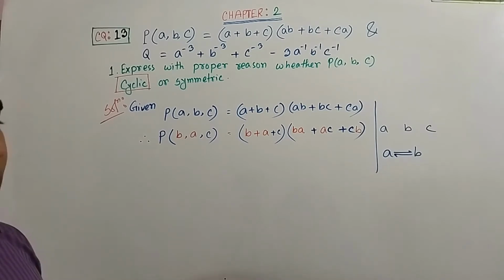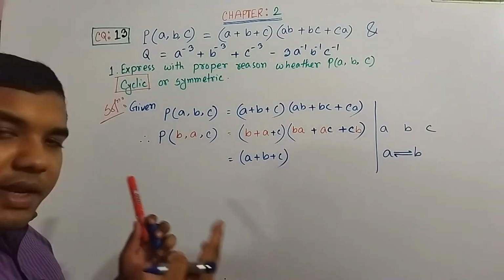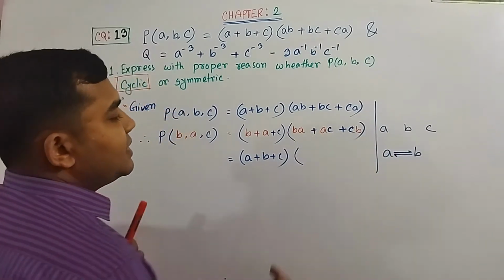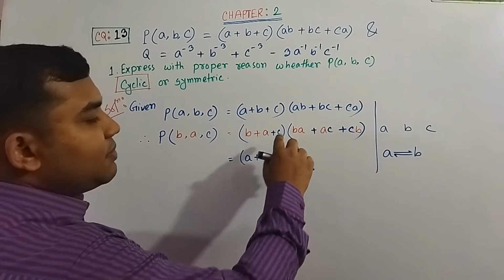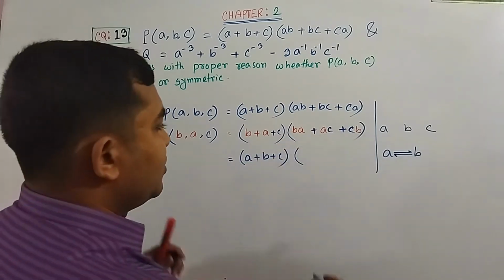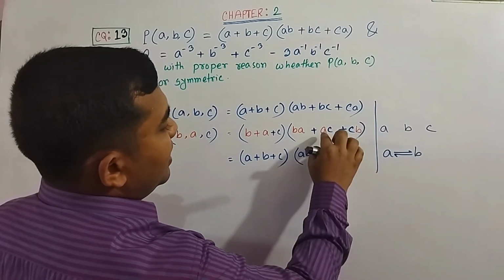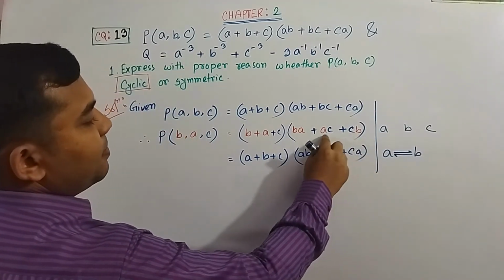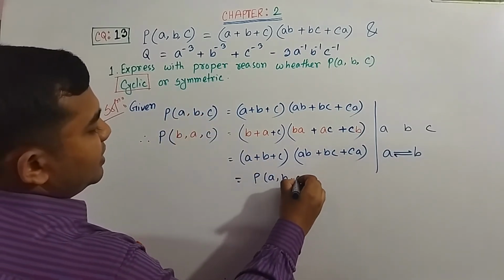So what can we write right now? We can write A plus B plus C very easily, and now here we have found BA, AC, CB. So can we write BA as AB? Is it possible? Exactly, because here A and B are in multiplication, so BA can be written as AB, then BC can be written as CB, and CA can be written as AC. So AB plus BC plus CA, which is exactly equal to P of A, B, C.